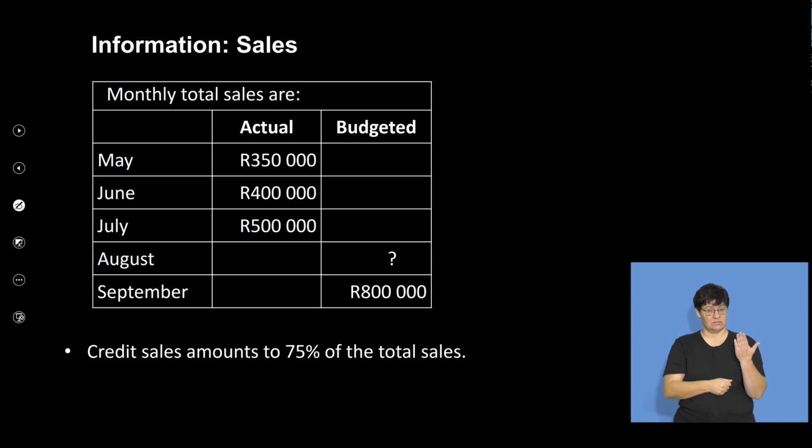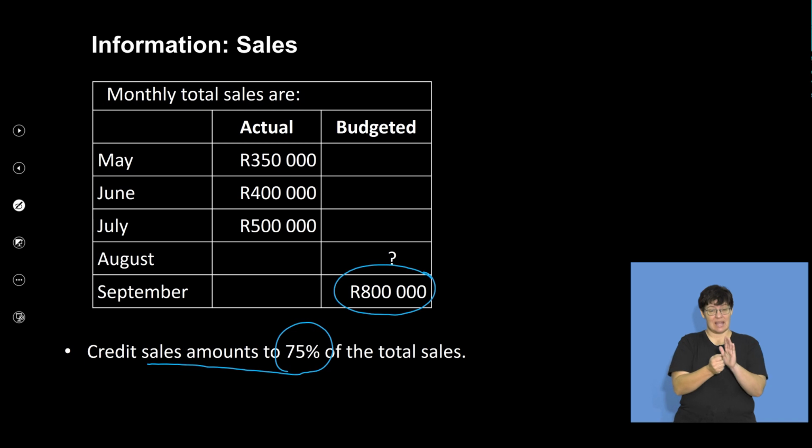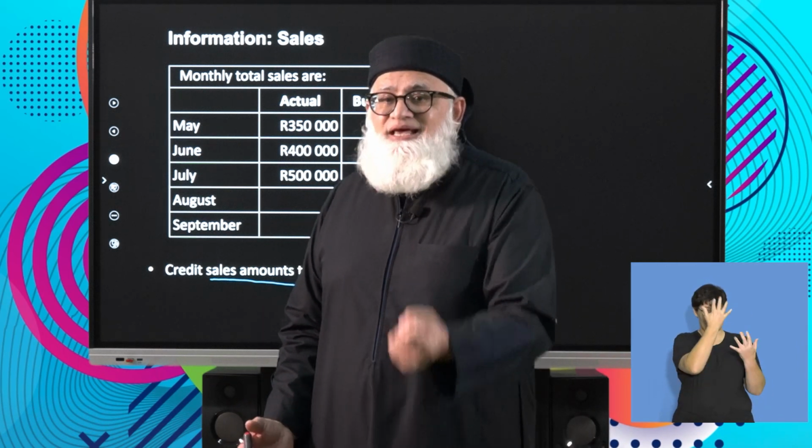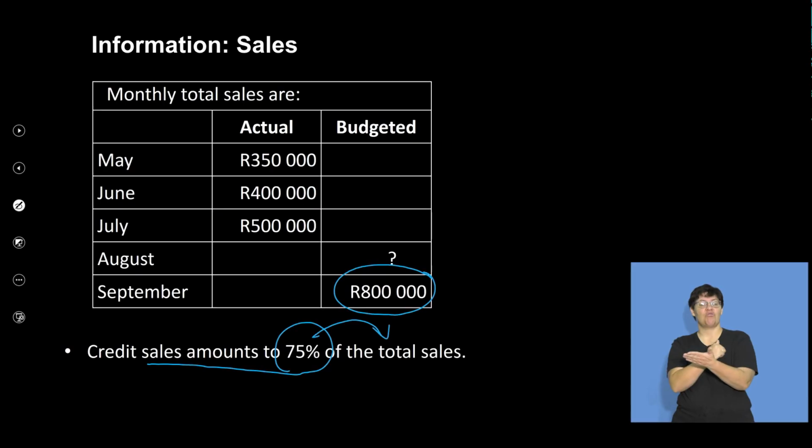We are told that our total sales amounts to 800,000 Rand. Credit sales amounts to 75% of the total sale, clearly giving you an indication that your cash sale has to be 25%. How do I get that? Clearly, 100% total sales minus credit sales of 75% will then give me my 25% cash sales.